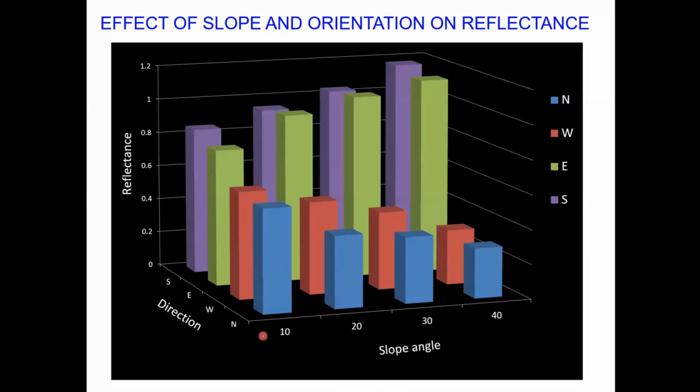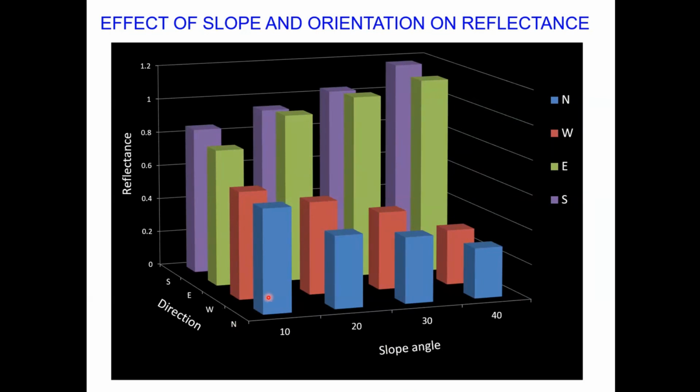Suppose you have a 10 degree slope, and then you have a reflectance. If it is northern facing, it is 0.4, and if it is southern facing, it is 0.8. So it appears to have very high reflectance. So this is how reflectance is going to change very significantly depending upon its orientation and changes in slope.